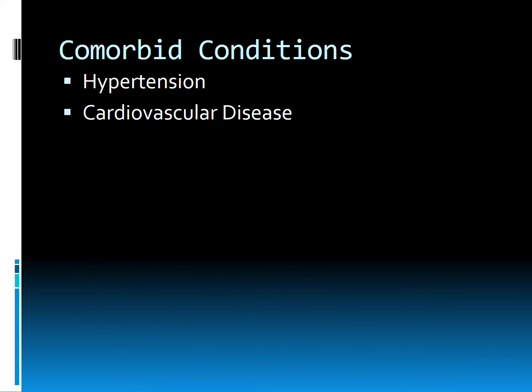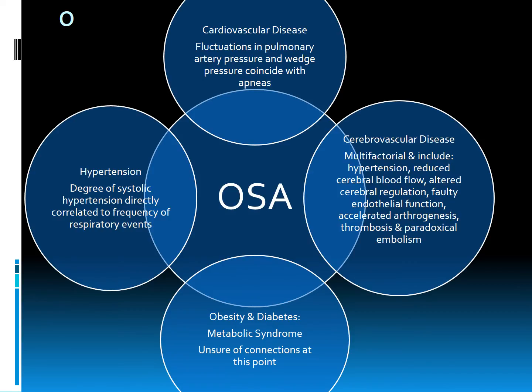Comorbid conditions that occur with OSA primarily are hypertension and cardiovascular disease. However, they are identifying some more. Let's go on to our next slide. I like this slide because this really shows where OSA is implicated in other diseases. So let's start at the top of the screen.